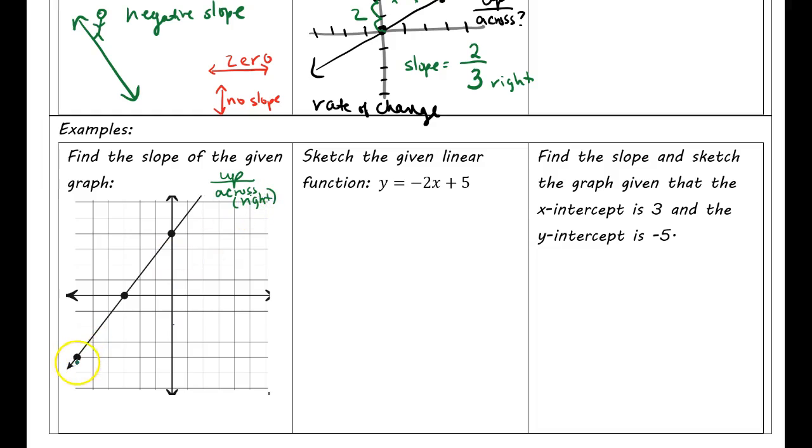Pick any 2 points that you want. You can go from this point to this point, or you can go from this point to this point. It really doesn't matter. You just want to count on your grid what's happening. Okay, now on your paper, I'm hoping your grid's a little bit better than mine. My grid is pretty terrible, actually.